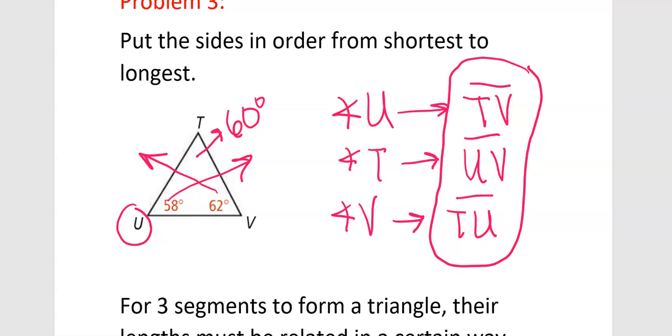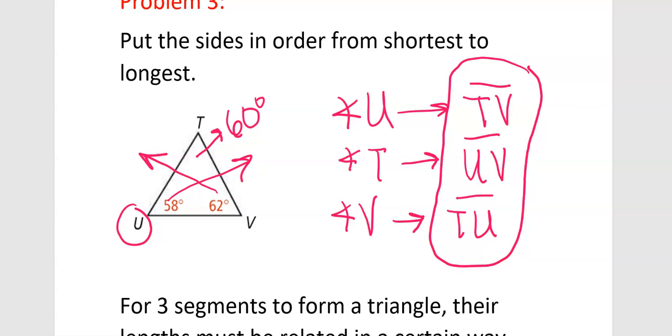Would you have to do it like I did? No. If you look at it and you do angle U is the smallest, I'm going to write down VT first. Go for it. You don't have to pair them up with sides and angles. They're not congruent. You're just finding the ones that kind of go together.